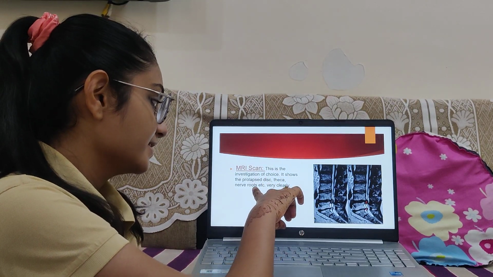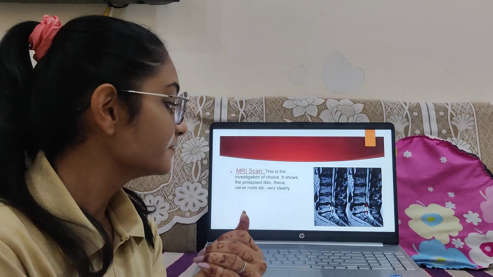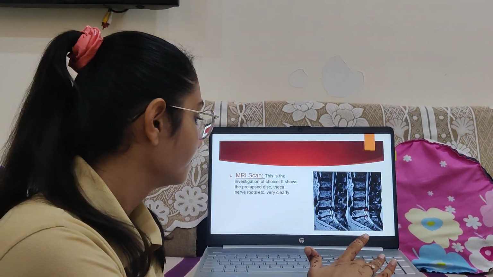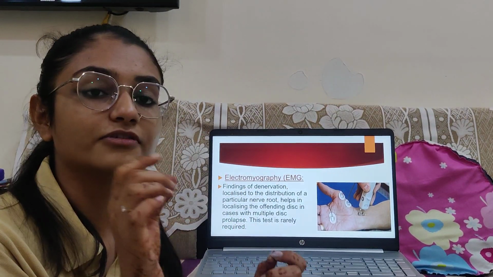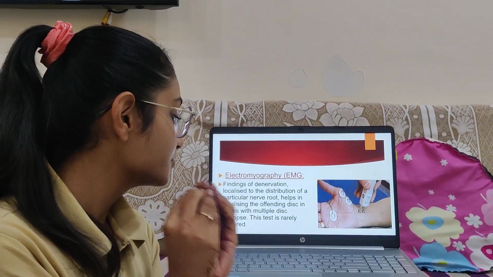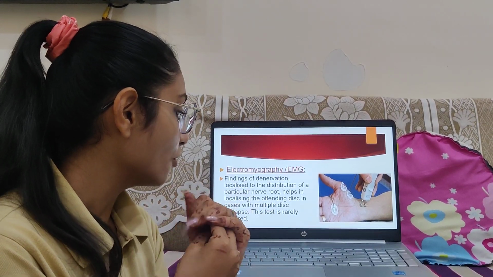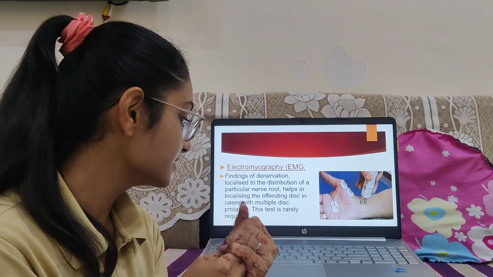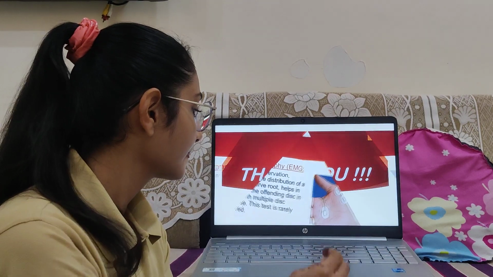Now, the MRI scan. This is the investigation of choice. It shows the prolapsed disc, theca, nerve root, etc. very clearly. Now the electromyography, that is EMG, finding of a denervation localized to the distribution of a particular nerve root helps in localizing the offending disc in cases with multiple disc prolapse. This test is rarely required.